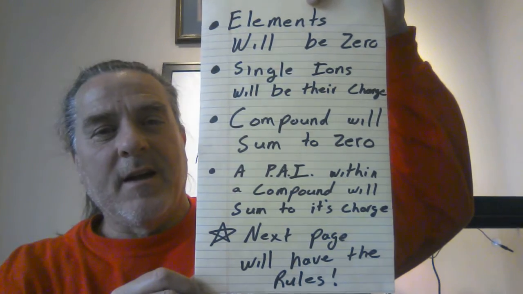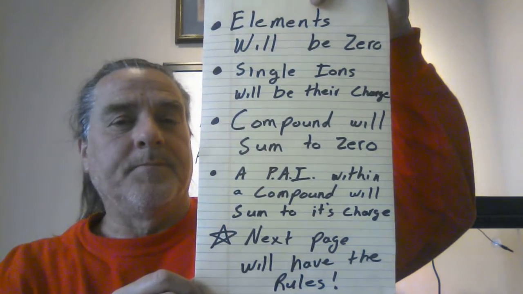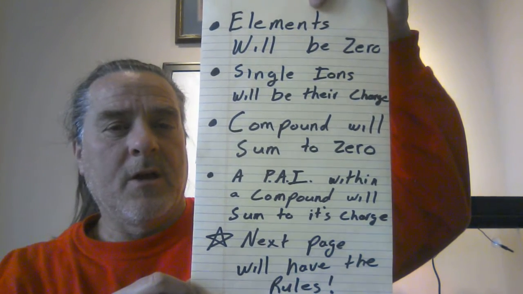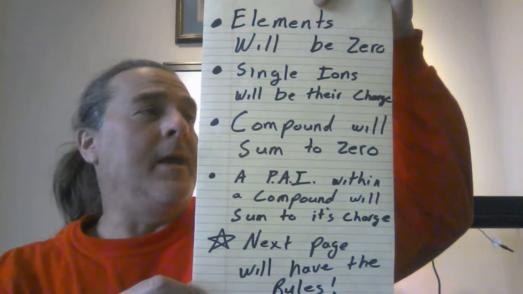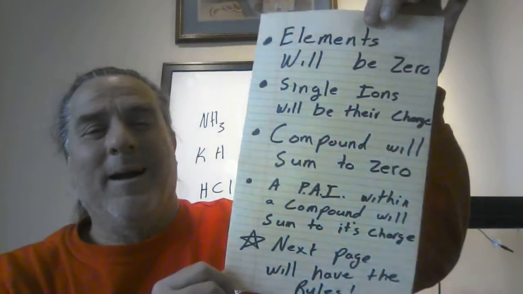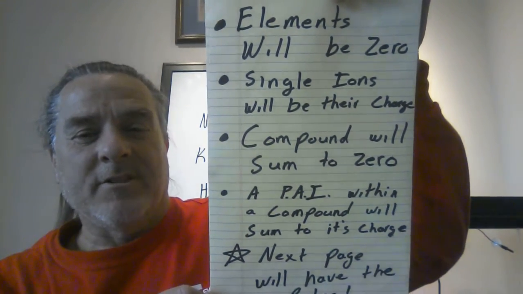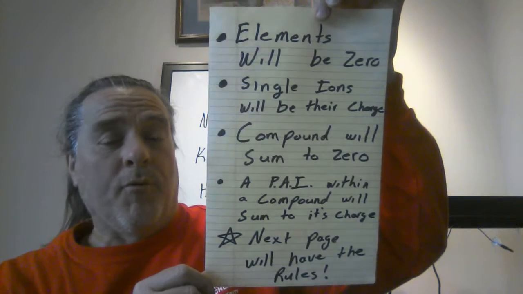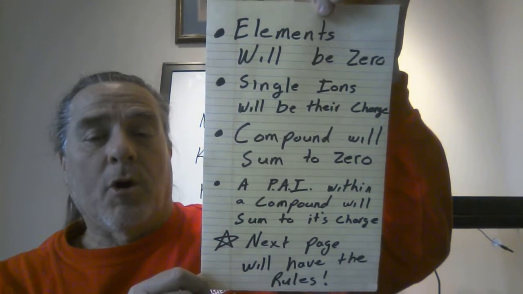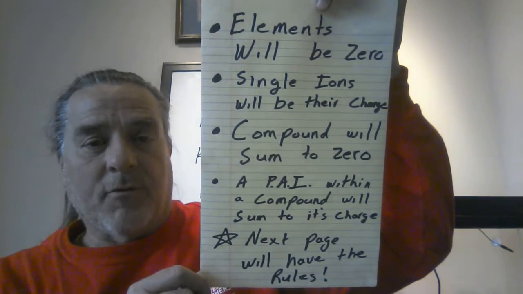But it says here elements will be zero, right? Single ions will be... Oh, I'm trying to read it backwards through the paper. Single ions, that means an ion by itself, not like two of them paired together. Single ions will be their charge. So if you have Fe positive 3 written, it's positive 3.